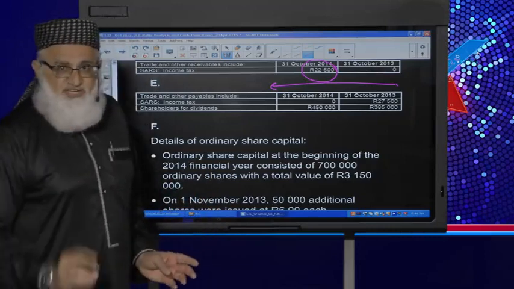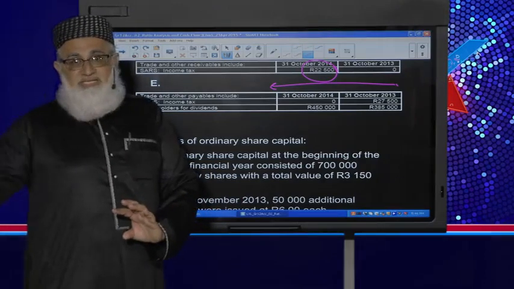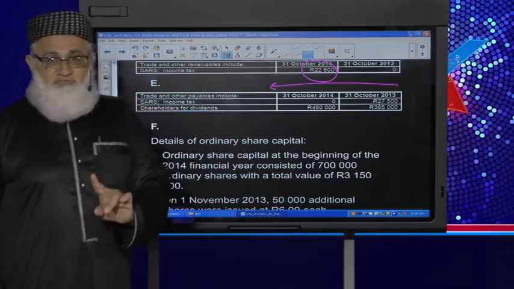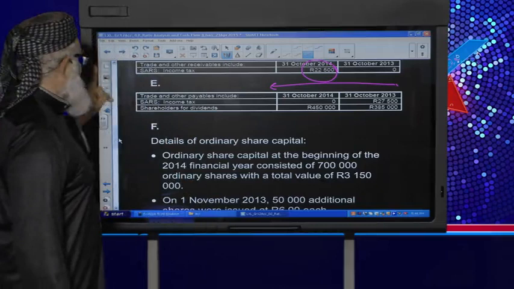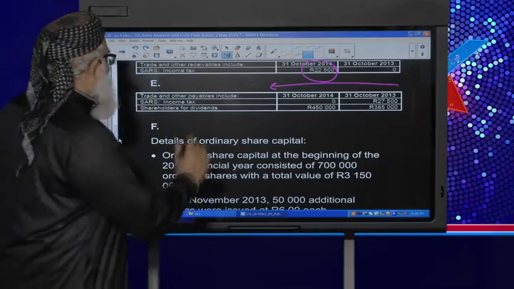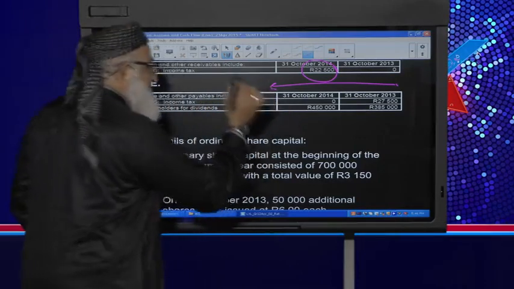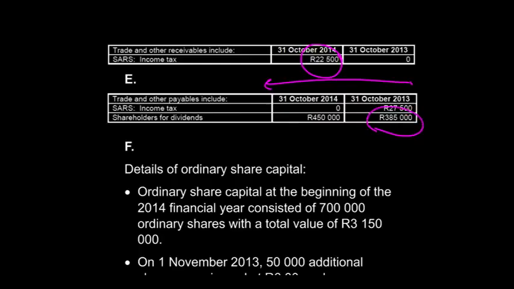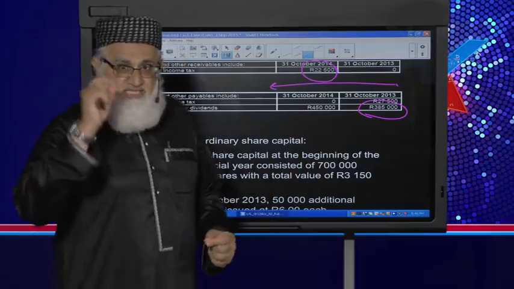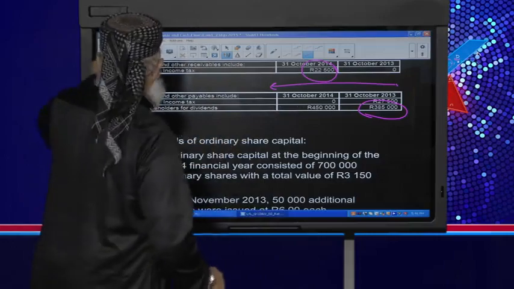Now, shareholders for dividends. Unlike your SARS income tax, shareholders for dividends is a liability. Therefore, where will I find it? I will find it under my trade and other payables. Now watch. Last year's final, 385,000. That's the figure that I'm looking for. One of the components that I will include under my dividends paid would be last year's final, 385,000.